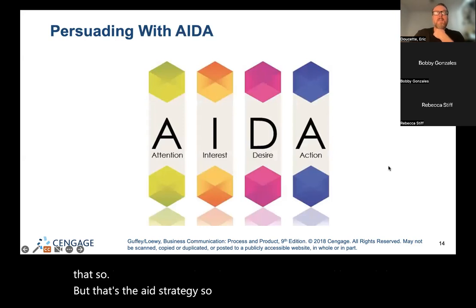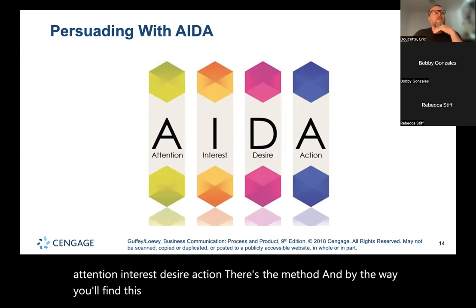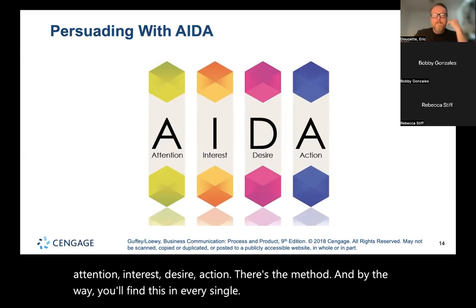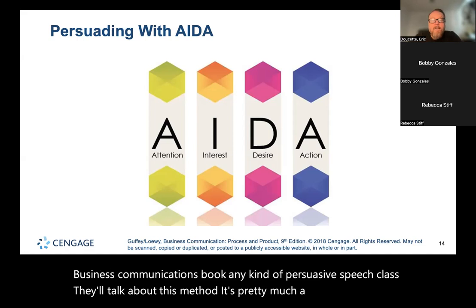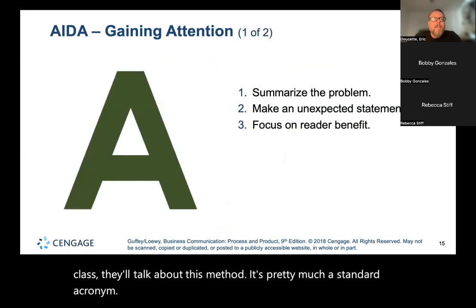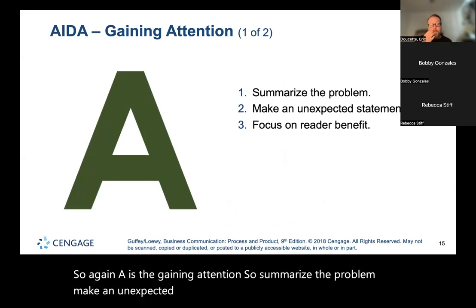So we'll look at that again. Again, attention, interest, desire, action. There's the method. And by the way, you'll find this in every single business communications book, any kind of persuasive speech class. They'll talk about this method. It's pretty much a standard acronym. So again, A is the gaining attention. So summarize the problem, make an unexpected statement, focus on reader benefits.